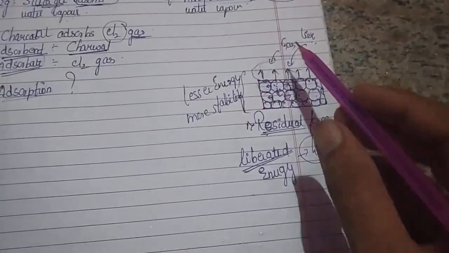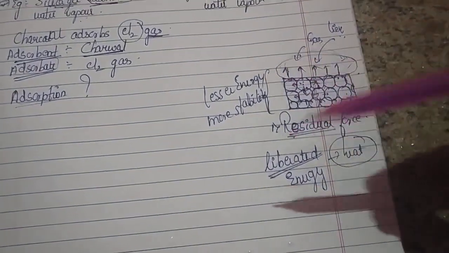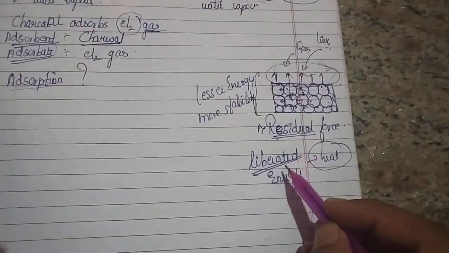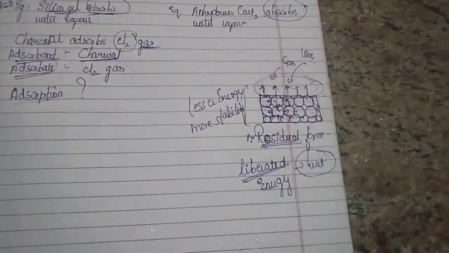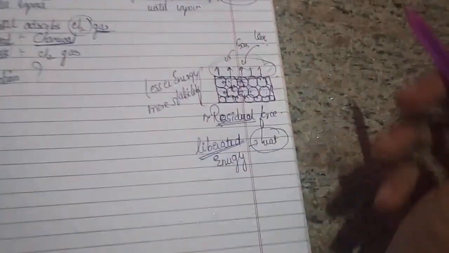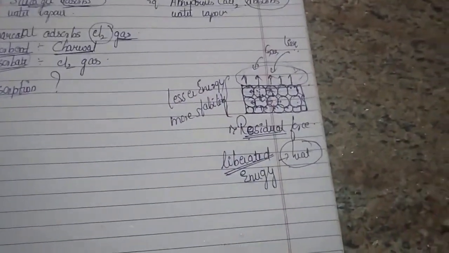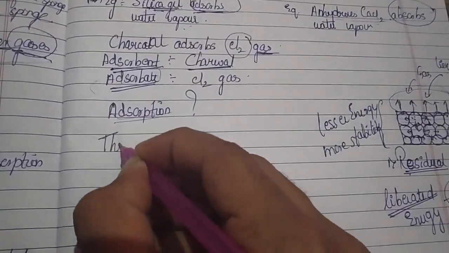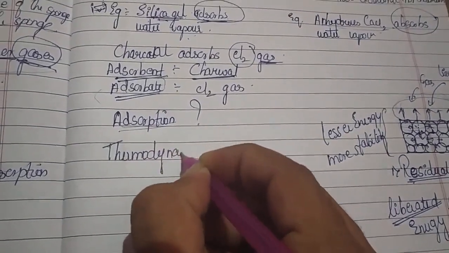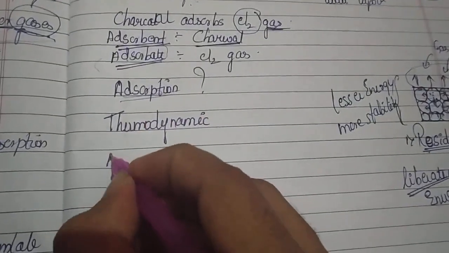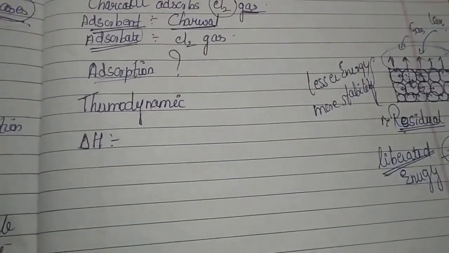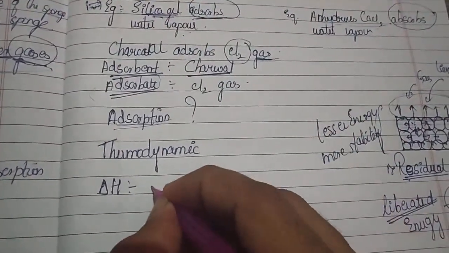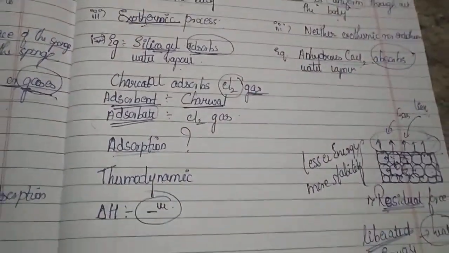During adsorption, the residual force is liberated, or in simple words, the decrease in surface energy is seen as heat liberated. And we know that whenever heat is liberated, that process is known as exothermic. So when we look at the thermodynamic parameters, what would be the sign of the enthalpy change? Since adsorption is an exothermic process, delta H will be negative.